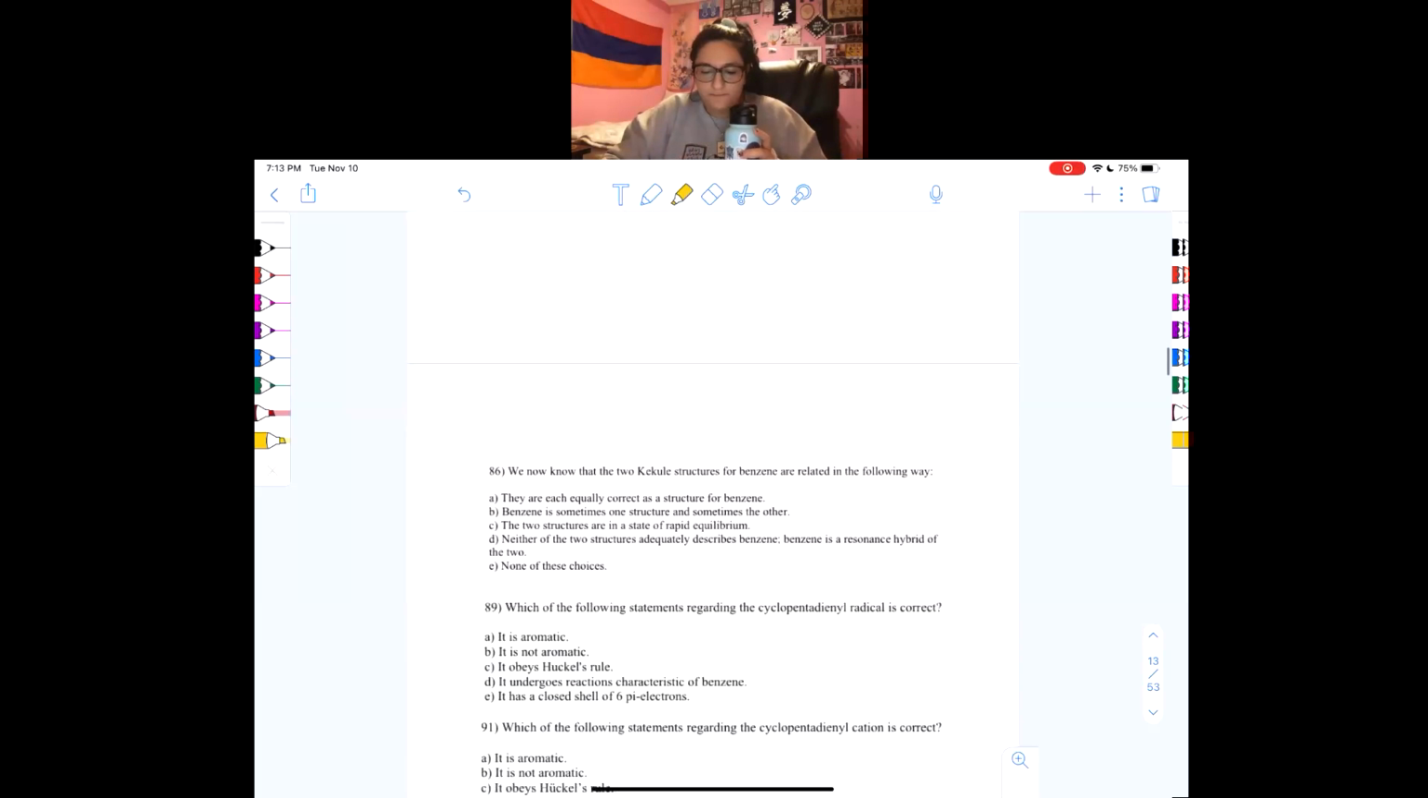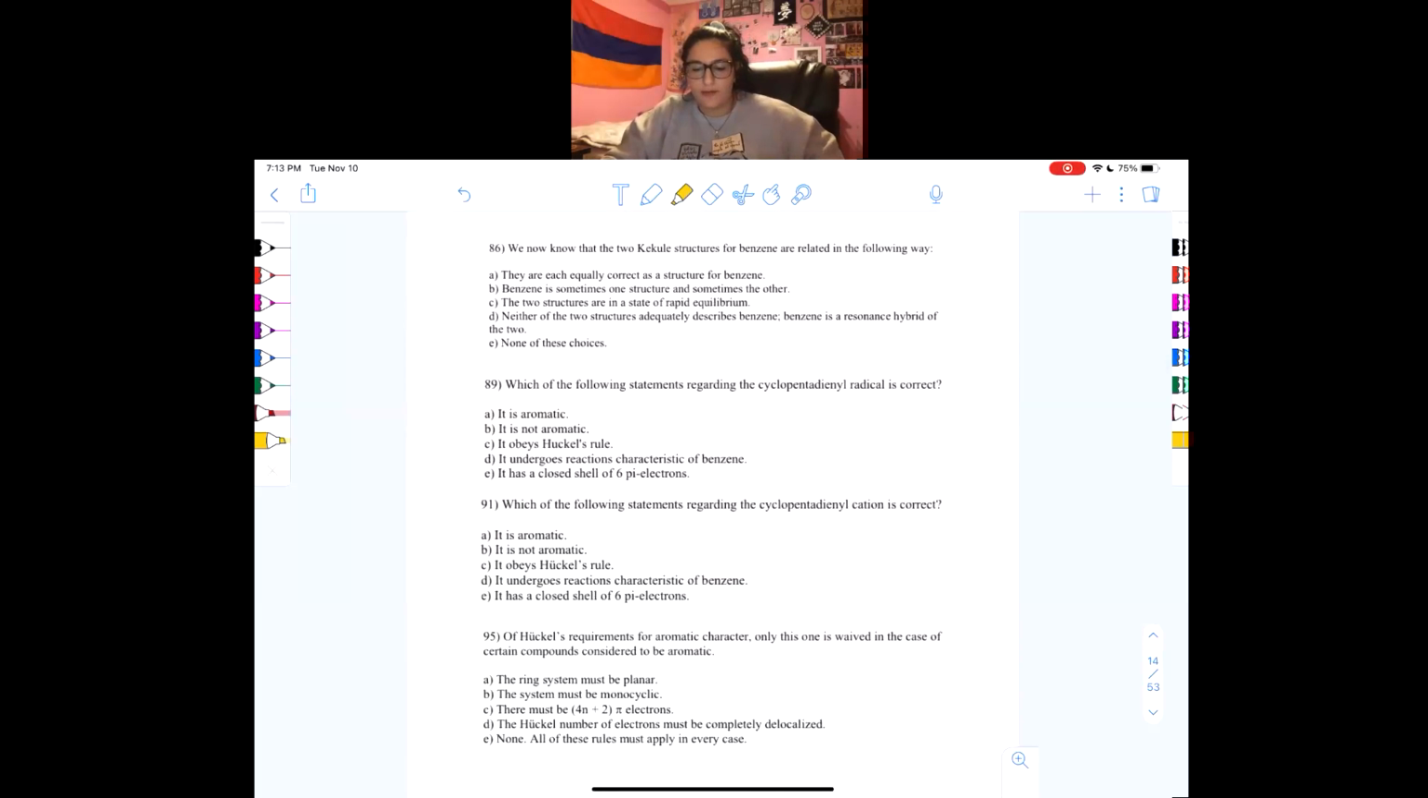Okay, moving on. So I'll give you guys a second. And this is more of the same, so we're going to go through it kind of quick. This is talking about the 2 resonance structures, and this is another one that I stressed before in SI. So the correct answer is D. Neither of them are equivalent. The most correct structure for benzene is going to be the resonance hybrid.